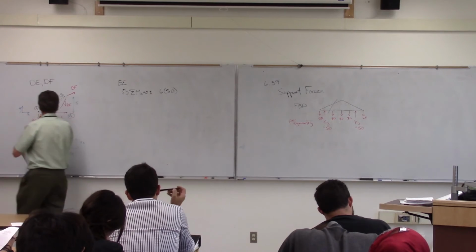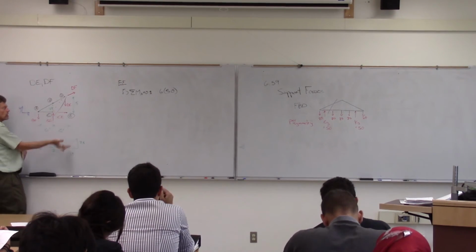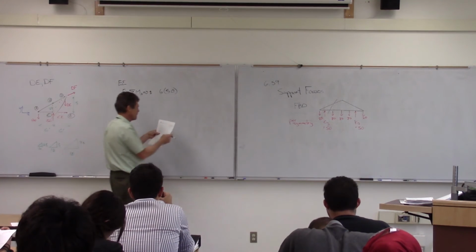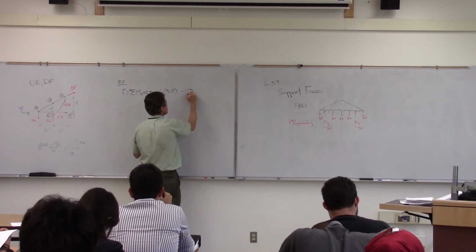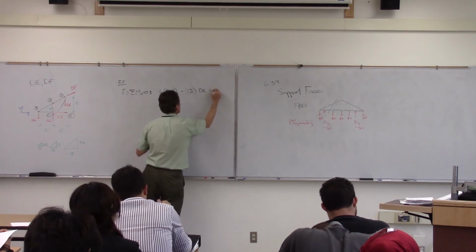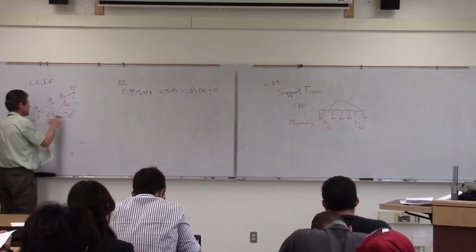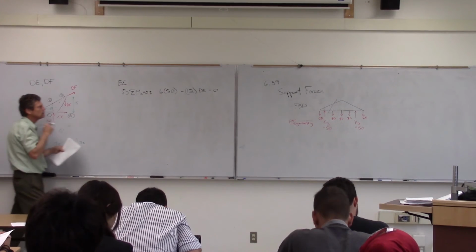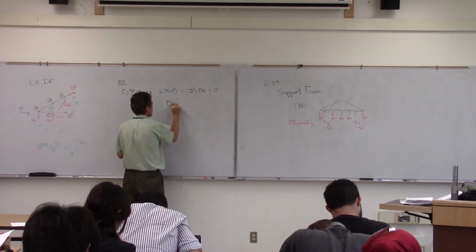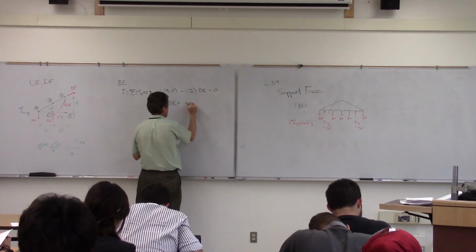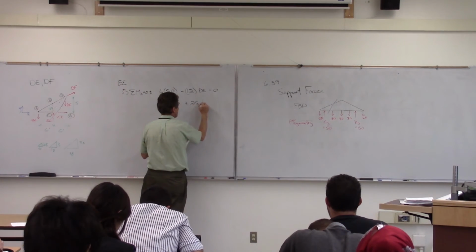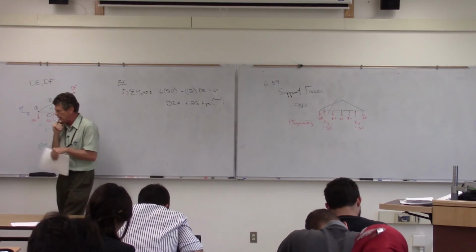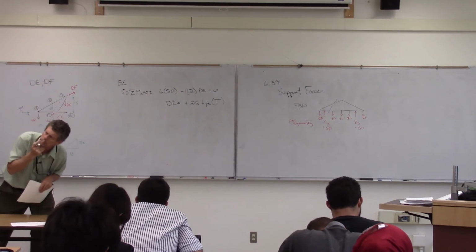OK, so when I take my moments at A, I've got this 50 that's acting at 6. It's going to twist me in the positive sense. And then the only other piece I have is DE, because DF and CE are not participating. The 20 goes through A. So I have DE now at 12. And I can solve for that one right off the bat. We're running close on time here.